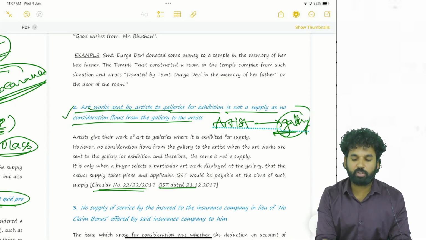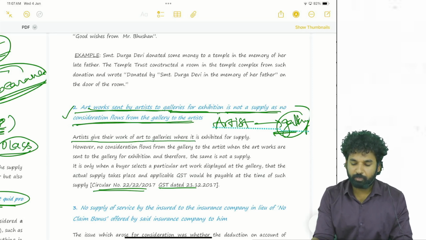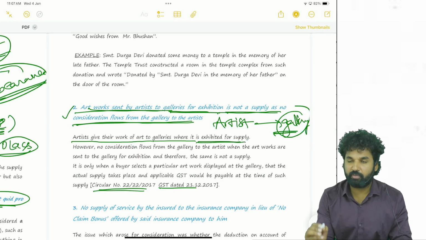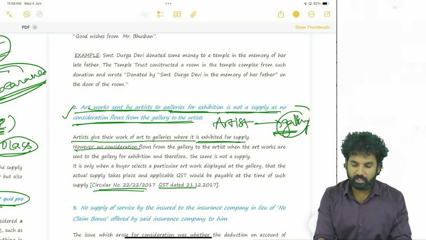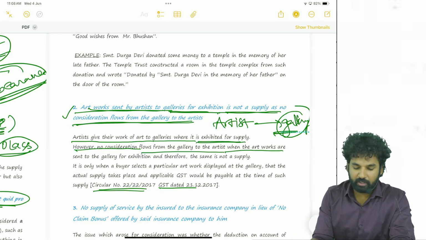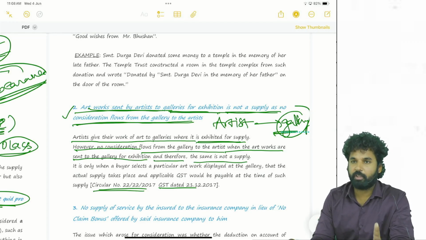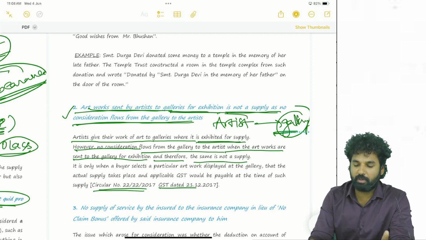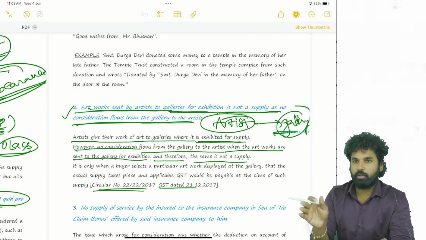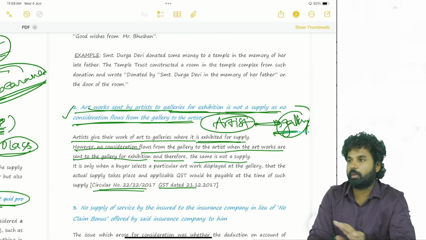Artwork sent by artists to galleries for exhibition is not a supply, as no consideration flows from gallery to artist. Artists give their work of art to the galleries, where it is exhibited for supply. However, no consideration flows from the gallery to the artist. When the artworks are sent to the gallery for exhibition, the same is not a supply. Right? First, what is happening from artist to gallery? The goods are being shifted. So here there is no consideration, there is no supply.